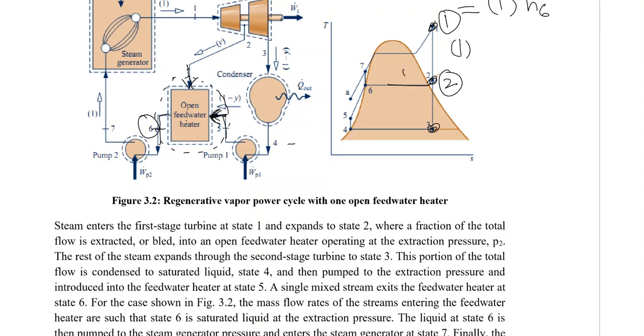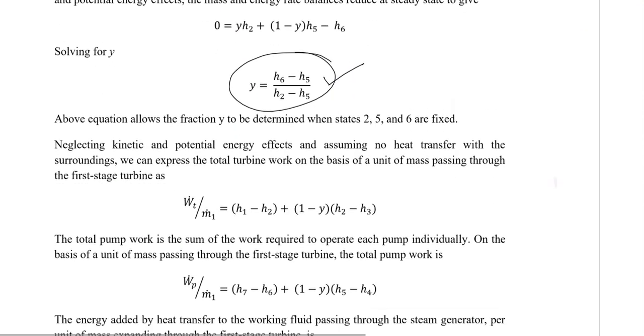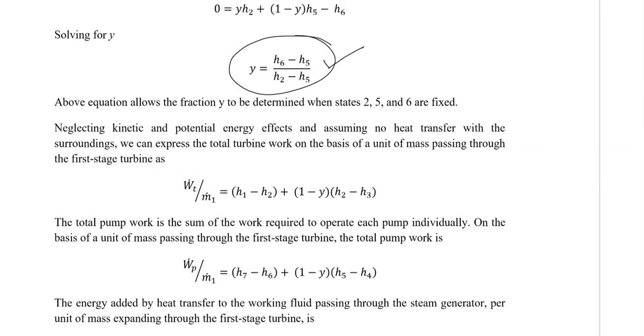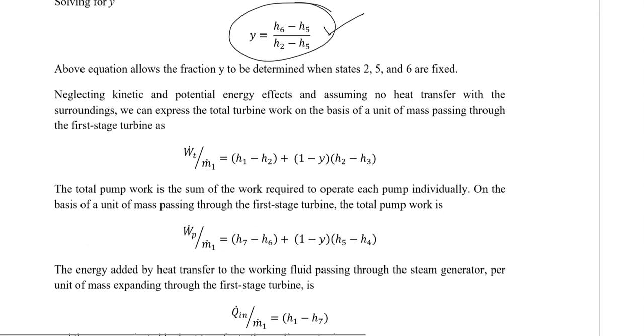At state 2, we bled some of the mass. That means when we are expanding from state 2 to 3, the mass is reduced, and that is 1 minus y mass. So we would be expanding from 2 to 3 in a reduced mass, so there would definitely be some effect on the work done by the turbine. The work done by the turbine would be h1 minus h2, that is expanding in the first stage, and (1 minus y)(h2 minus h3). So the second stage is expanding in a reduced mass.